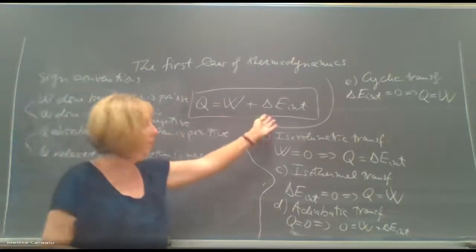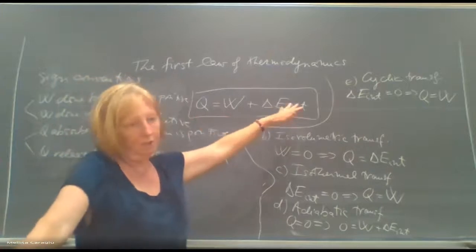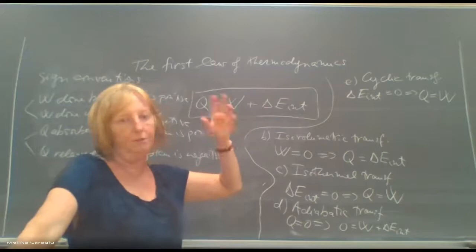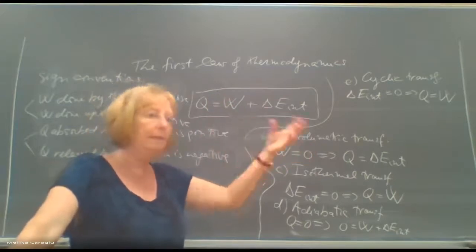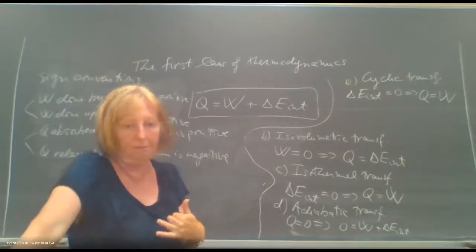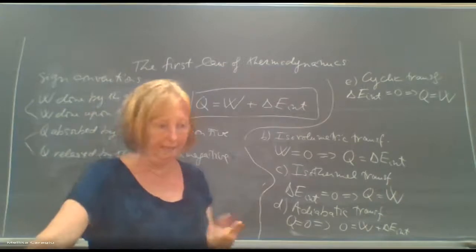There is no sign convention for change in internal energy. Why? Because change in internal energy is very clear. It's 3/2 or 5/2 or 7/2 R delta T. So however temperature final is with respect to temperature initial, the change in internal energy could be positive or negative.